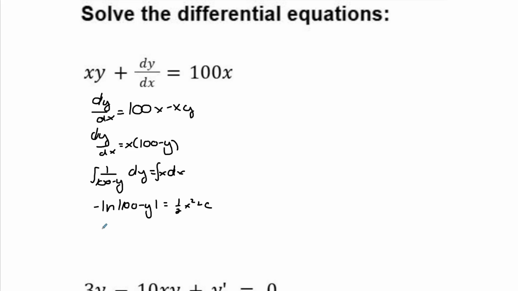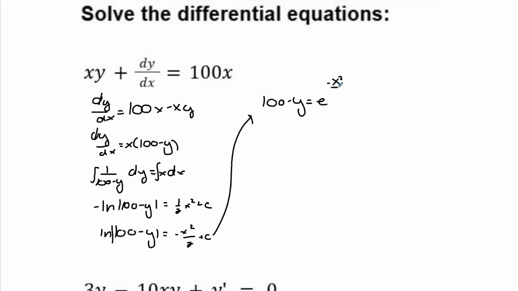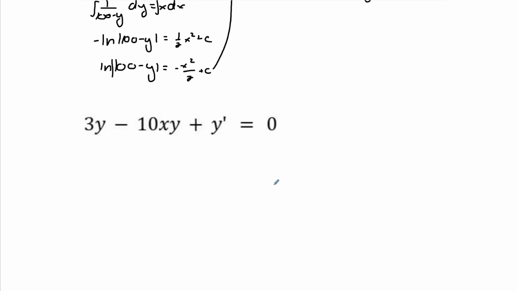Then we can say that ln of 100 minus y is going to equal negative x squared over 2 plus c. And then we can use e, and it should look like this. So we can say that 100 minus y equals e to the negative x squared over 2 plus c, which equals ce to the negative x squared over 2. So we can then say that 100 minus ce to the negative x squared over 2 is going to equal y. So now in this question, we have 3y minus 10xy plus y prime equals 0.